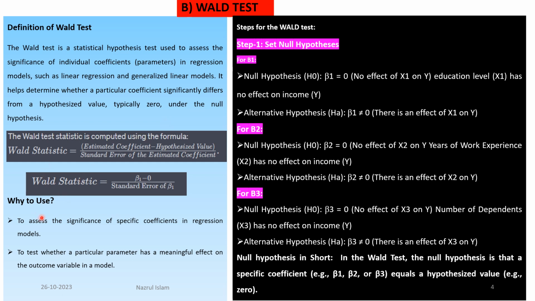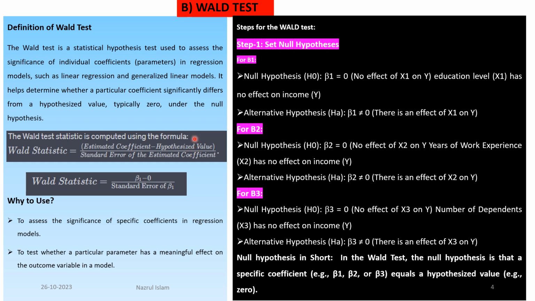Now the question arises: why use the Wald test? It is used to assess the significance of a specific coefficient in a regression model, and also to test whether a particular parameter has a meaningful effect on the outcome variable in a model.